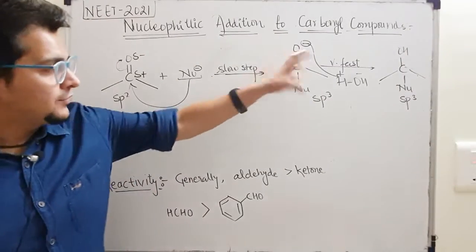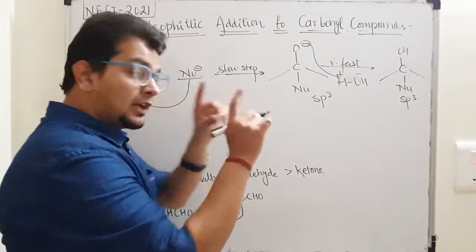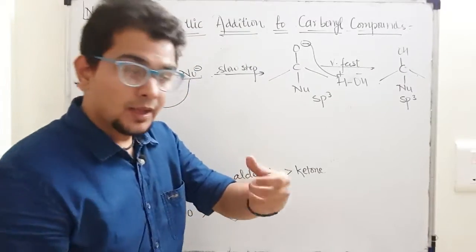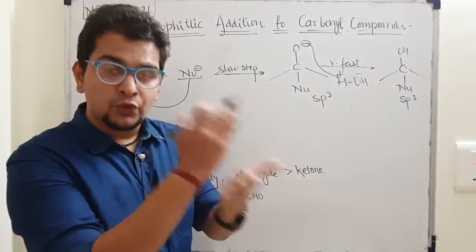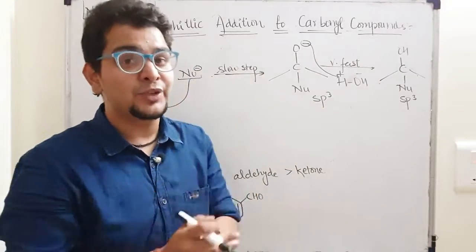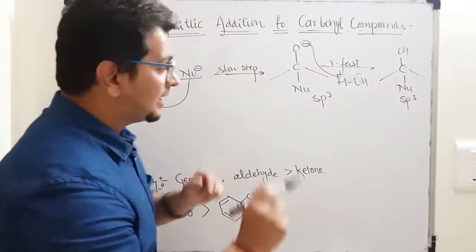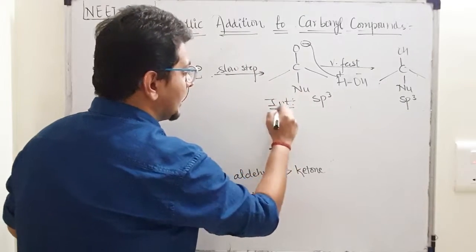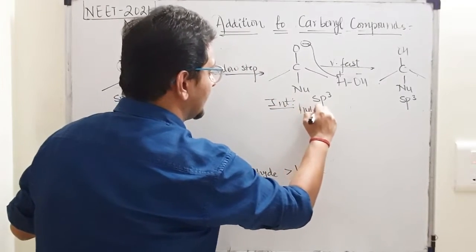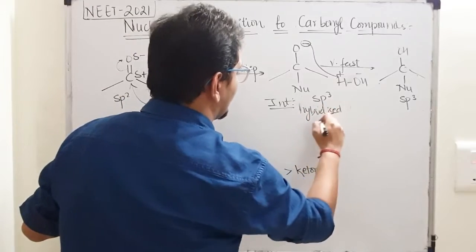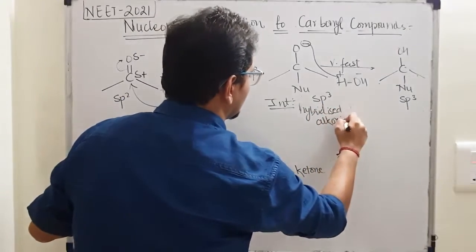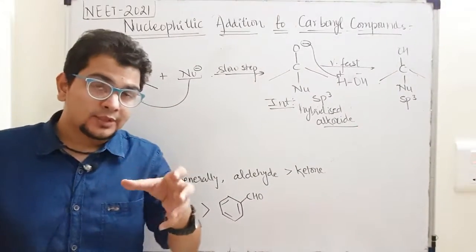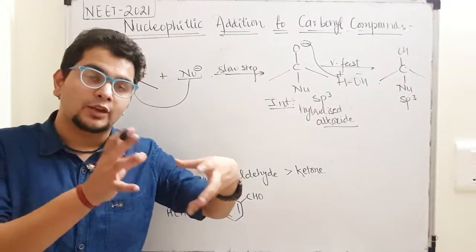If they ask you what is the intermediate, so people understand, answers are very important in NEET exam. It's not about just the concept in NEET exam. Sometimes you will know the concept, but the word which they are asking, you will not understand which language they have used. So dekhiye yaar, this intermediate is called sp3 hybridized alkoxide. Many people do not use this word alkoxide. So make sure that you start using this commonly used word in organic chemistry.